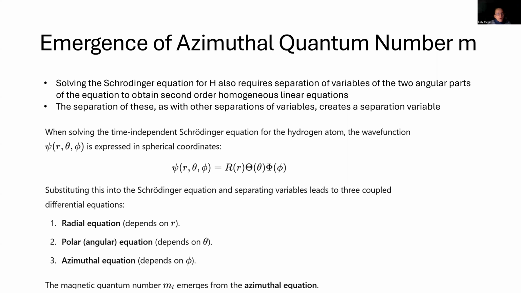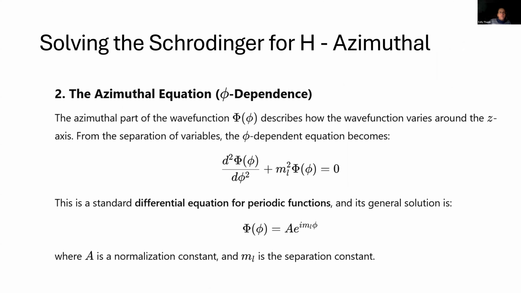So when solving the time-independent Schrödinger equation for the hydrogen atom, the wave function psi of r, theta, and phi is going to be expressed in spherical coordinates, which we are expressing right here. Substituting this into the Schrödinger equation and separating the variables leads to three coupled differential equations. We would have the radial equation, the polar or angular equation, and the azimuthal equation. The magnetic quantum number m sub L emerges from that azimuthal equation.